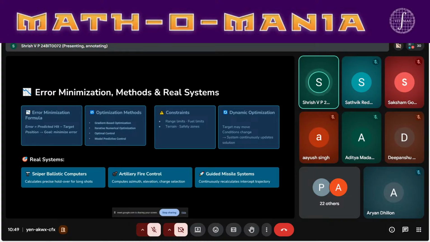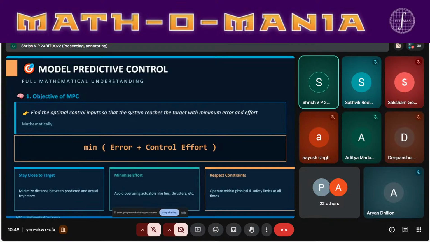Finally, we are going to see in detail about the model predictive control optimization technique. This is mainly used in modern guided missiles and autonomous targeting systems. The main idea behind this is that they predict future trajectory over a short time horizon, optimize control inputs, and apply only the first step. And these processes are repeated continuously.